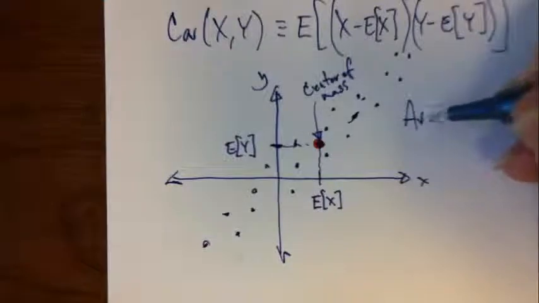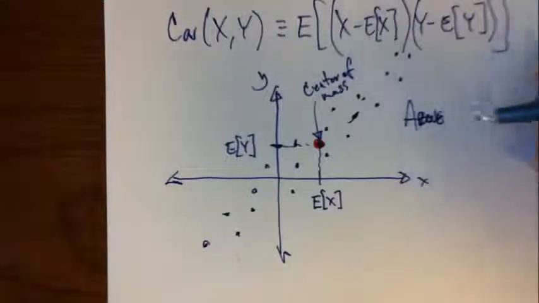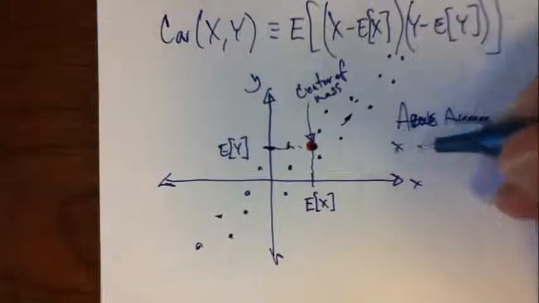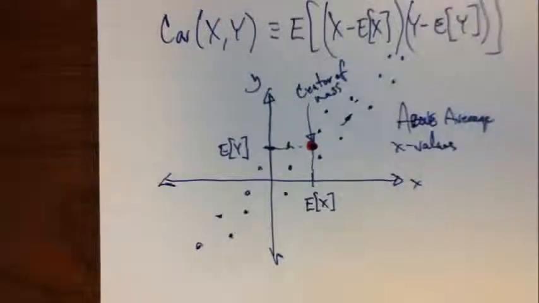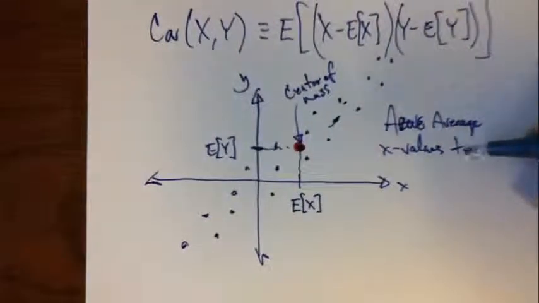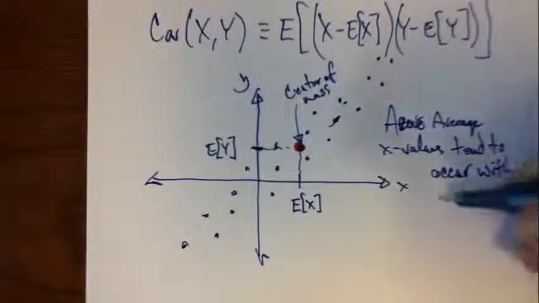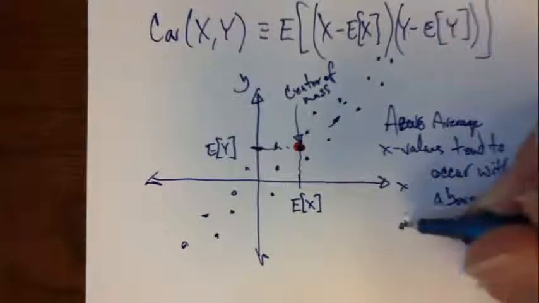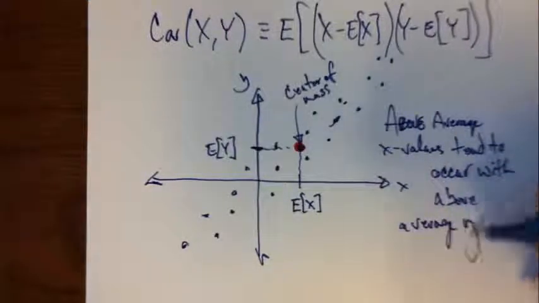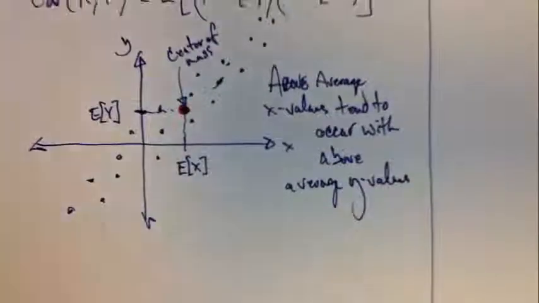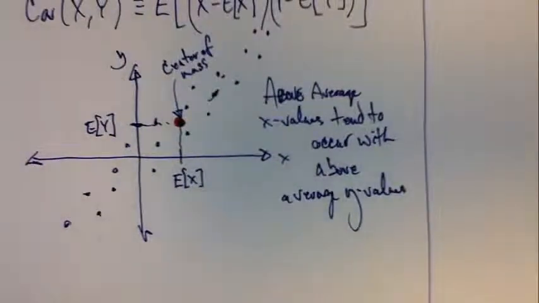So in this case, note that above average x values tend to occur with above average y values. And if you take a look at this formula, that probably indicates to us that the covariance of those two variables is going to be positive.